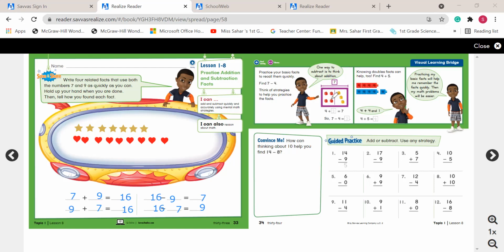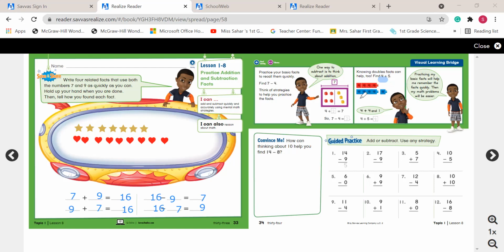So you think in addition, like, what plus 4 gives me 7? So we count, and then you know that it's 3. So 4 plus 3 equals 7, or 7 take away 4 equals 3, or 7 take away 3 equals 4. All right. Also, knowing double facts can help you. So find 4 plus 5. I know my double 4. So double 4 is 8, plus 1 is 9. So 4 plus 5 equals 9.